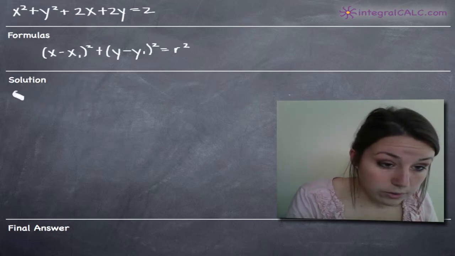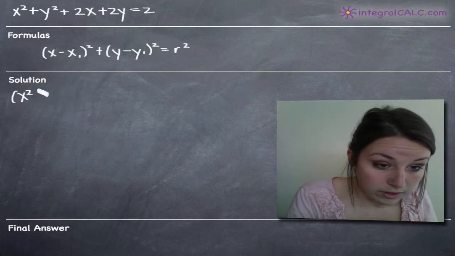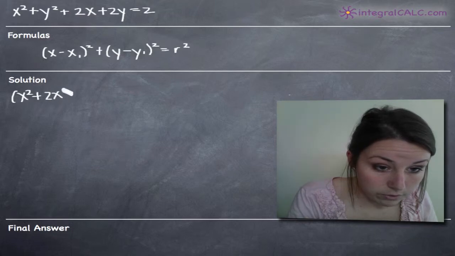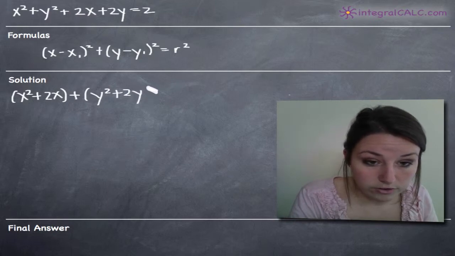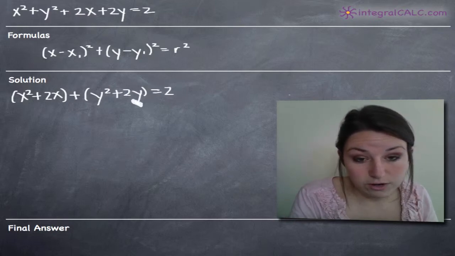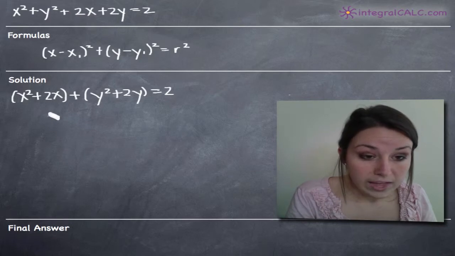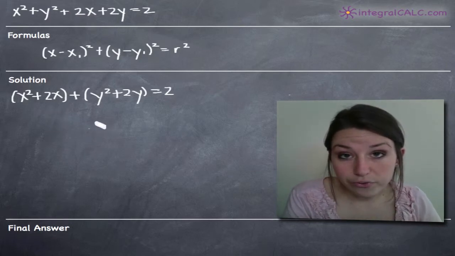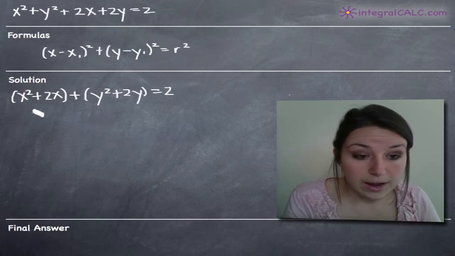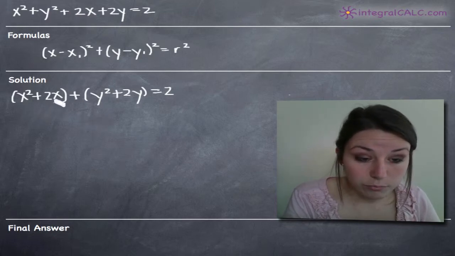So what we're going to do is group first our x terms together, so x squared plus 2x. We're not changing anything about the function, we're just rearranging the terms so that the x's and y's are together and putting parentheses around them so we separate them. And now we're going to complete the square. If you're having trouble with completing the square, I've got a whole section about it on my website. But for now, let's just breeze through it.